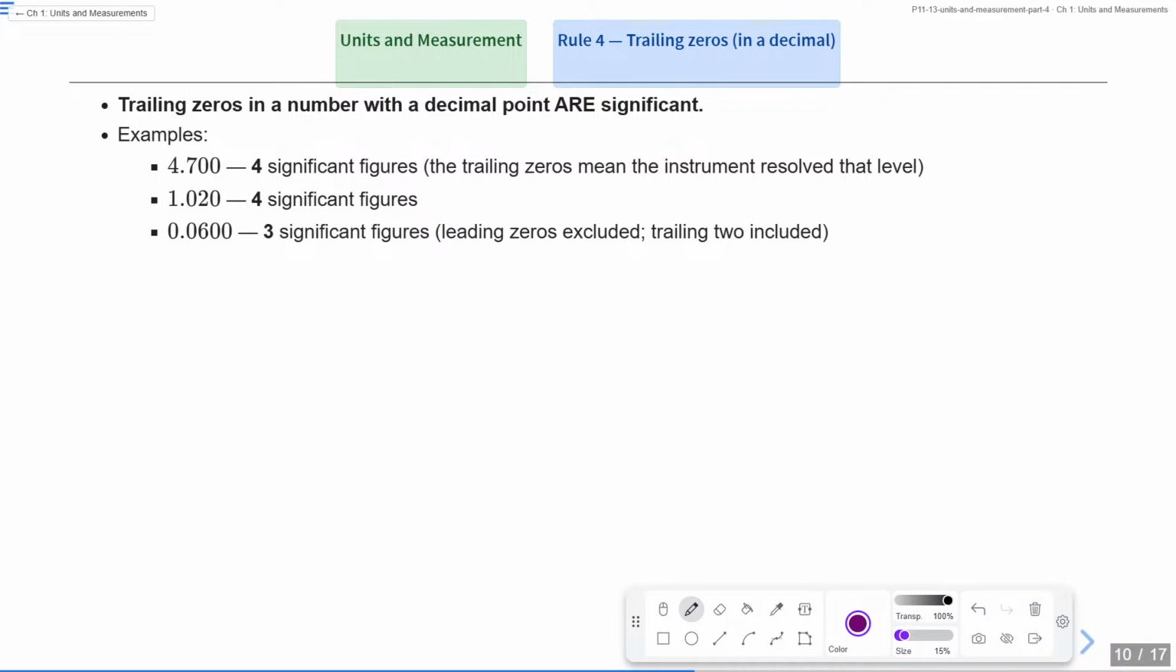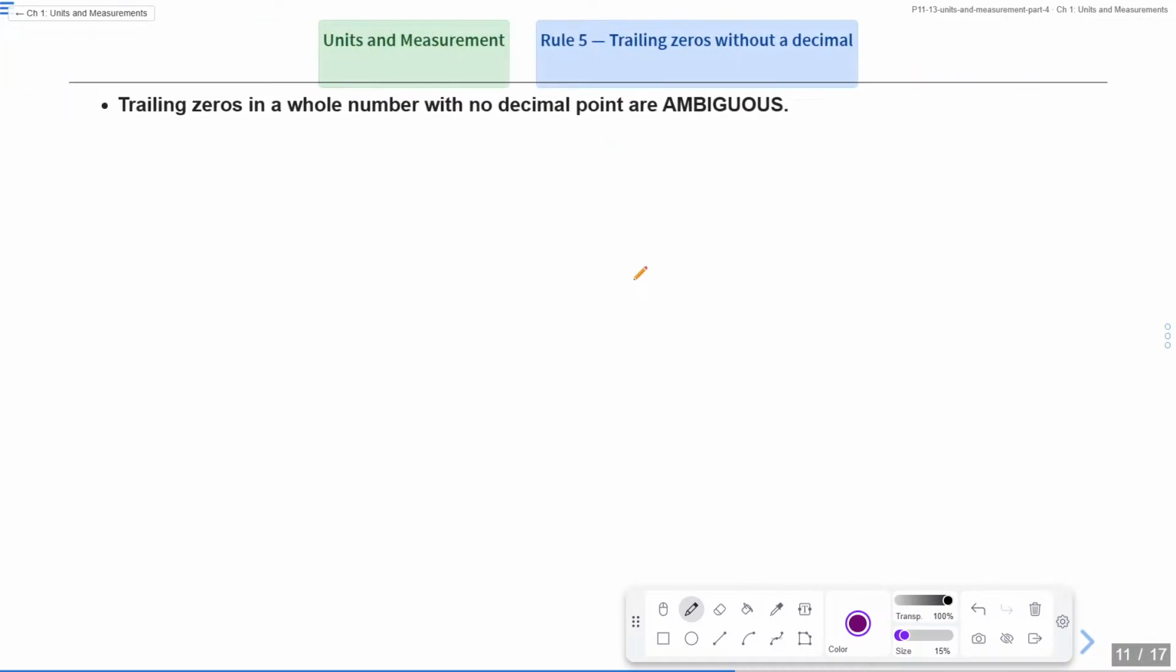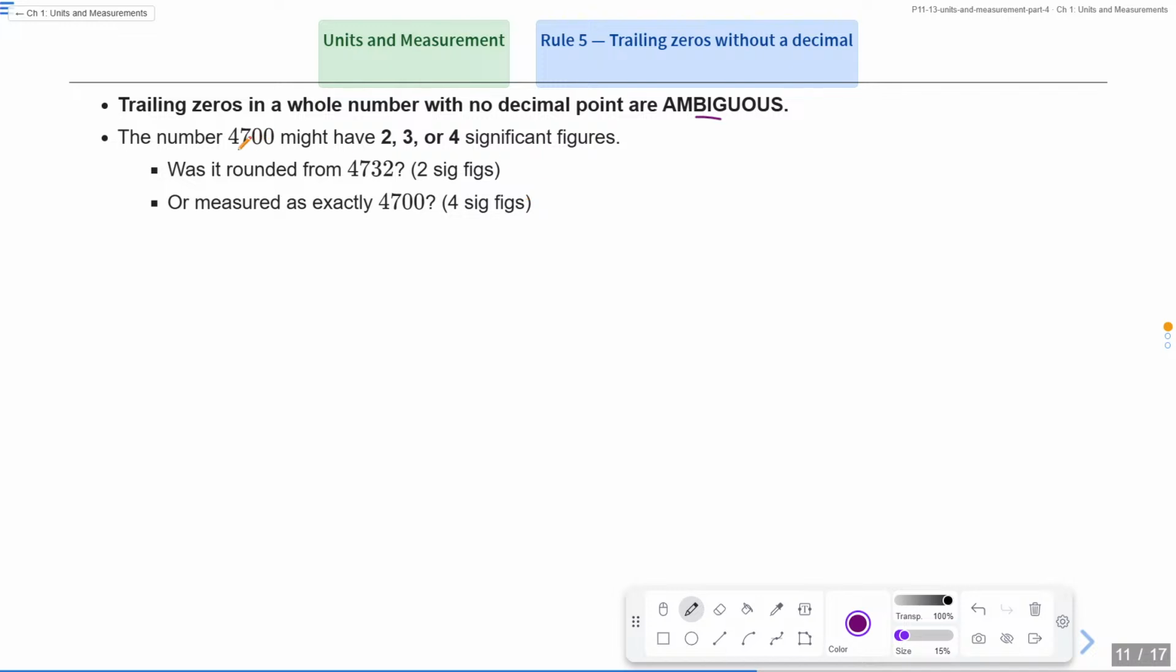So this is the fourth rule. Now the fifth rule: trailing zeros in a whole number. If there is a whole number, there is no decimal point. Without a decimal point, the trailing zeros are ambiguous. So the number 4700 might have 2, 3 or 4 significant figures. It depends on whether 4700 is rounded off from 4732 or it is measured exactly as 4700.